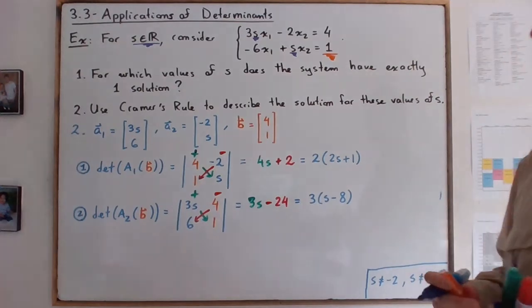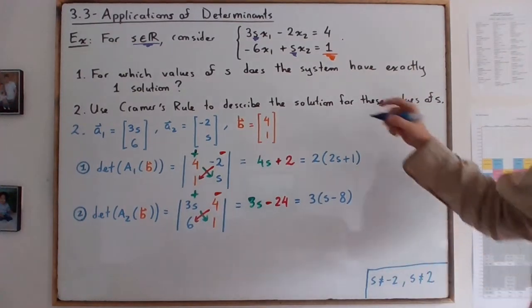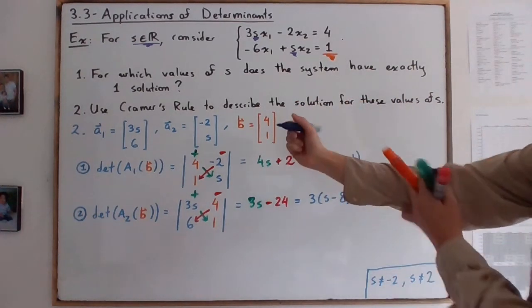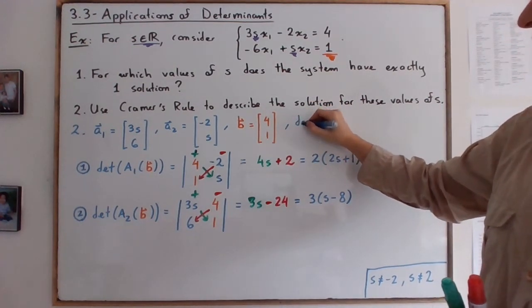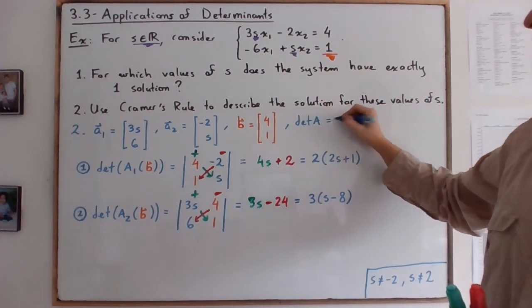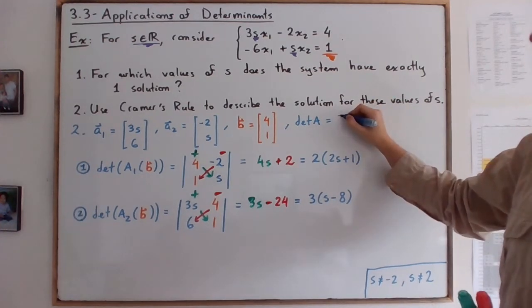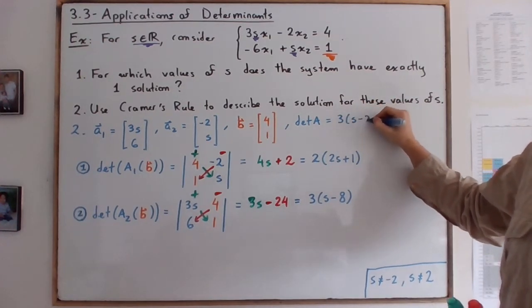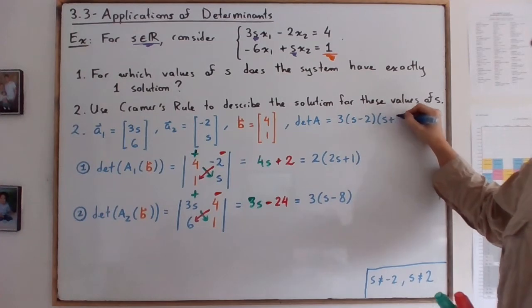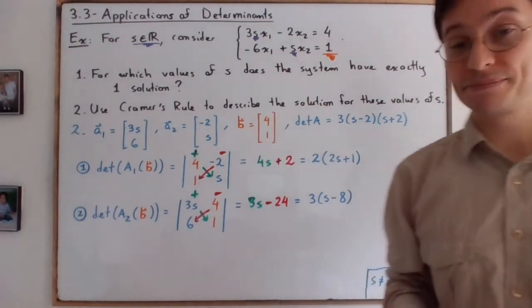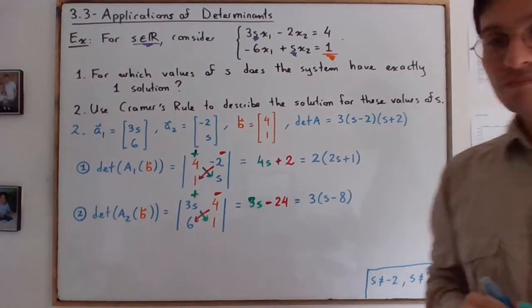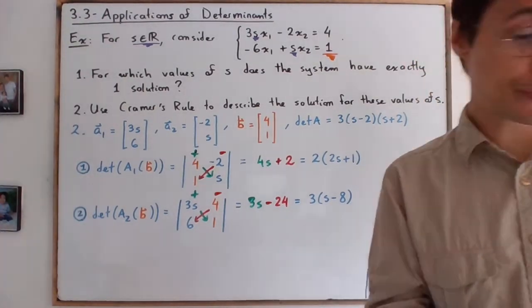Now something that I unfortunately erased is the determinant of A that we need as well. We saw it in number 1. The determinant of A, recall, is 3 times (s minus 2) times (s plus 2). Just note that it's from number 1. All right, we're ready to use Cramer's rule now.